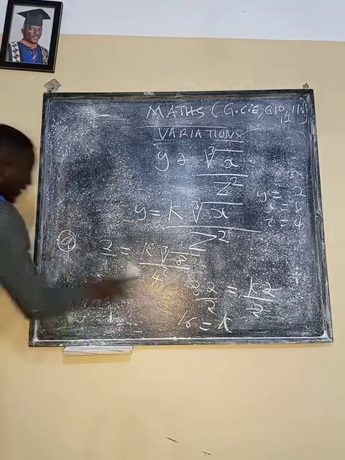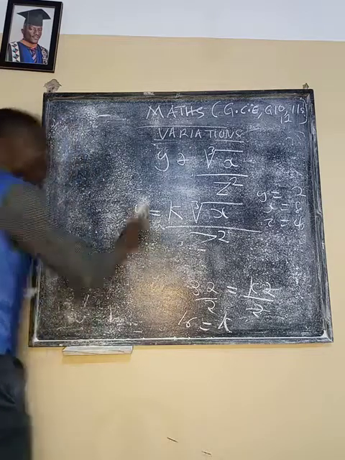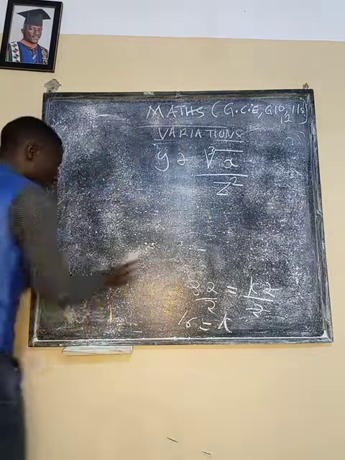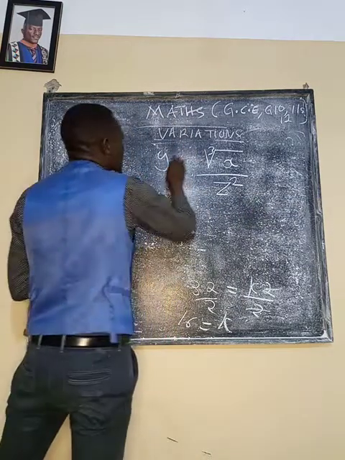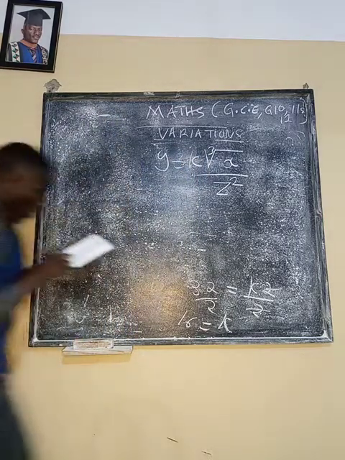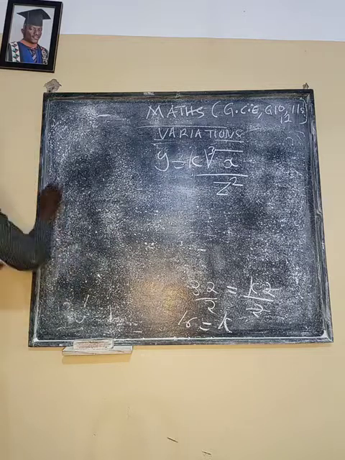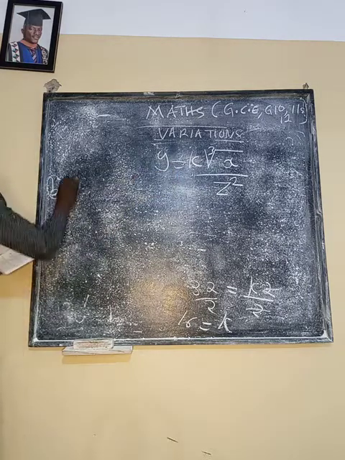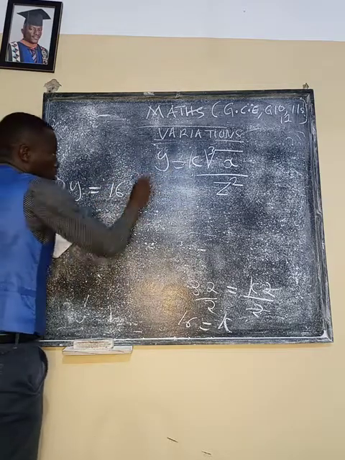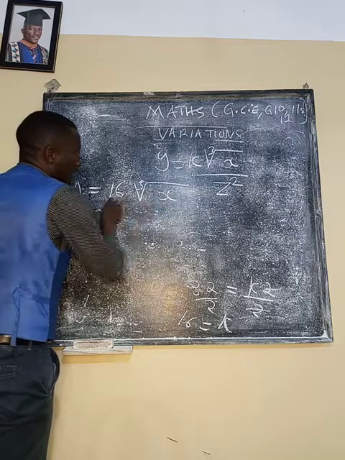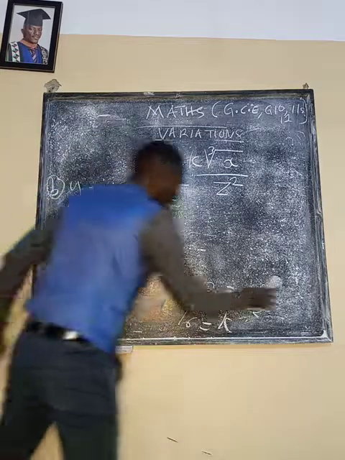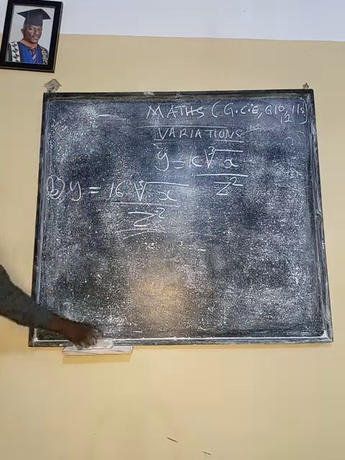Correct? Quickly, don't forget this. So our k is 16. The equation connecting x, y, and z: our equation is this, we just need to replace k. So k is 16, the cube root of x over z squared. Whenever you have found k, it is the equation that will connect everything.